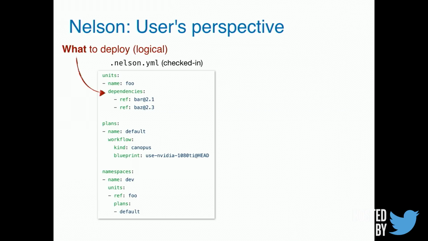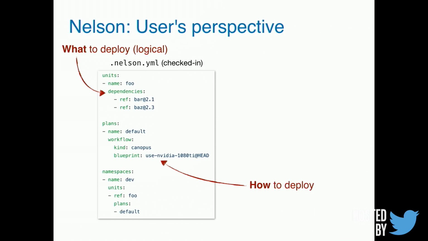So the manifest file has three main sections. The first one is the unit section, which describes what to deploy. And I say logical here because we haven't said anything like what we're actually deploying, right? There's no Docker image or path to a jar that I'm actually pointing to. I'm just saying I'm going to deploy something called foo with these dependencies and these versions.